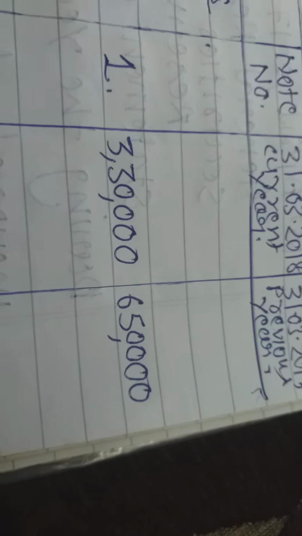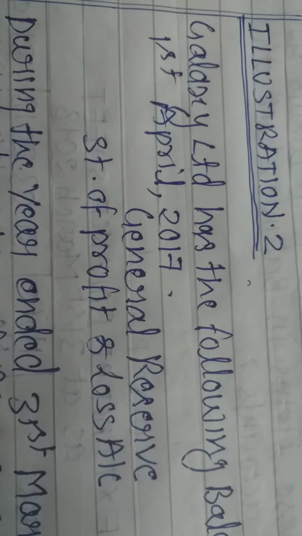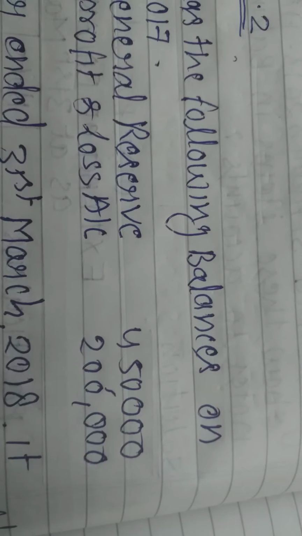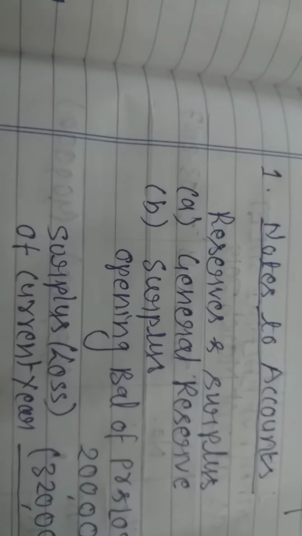How will you get this 6,50,000? Students, just see. Two opening balances have been provided to you. One is general reserve, which equals 4,50,000. The other is statement of profit and loss, that is 2 lakh. When you add these two, you will get 6,50,000 as the previous year balance. Now come to notes to account.